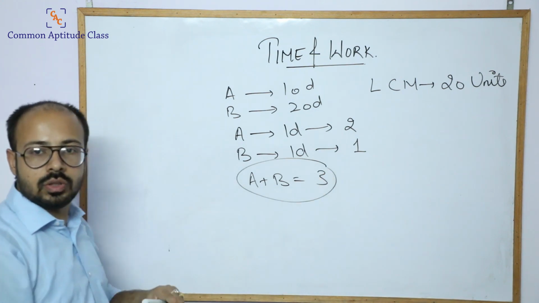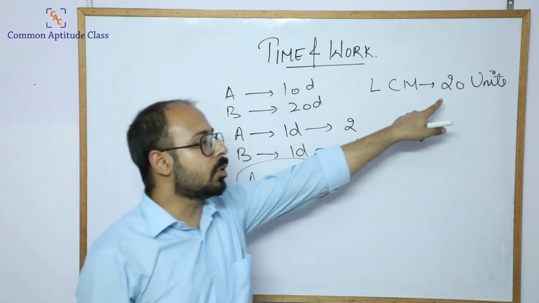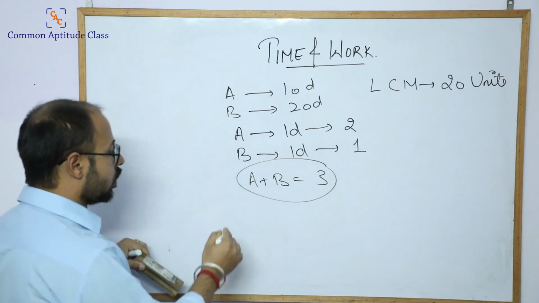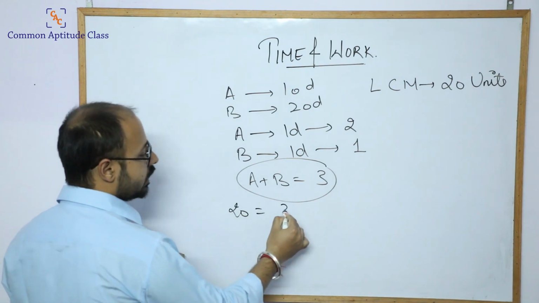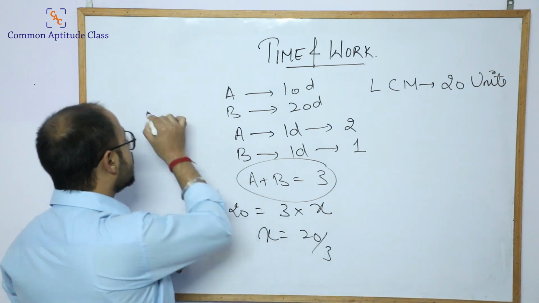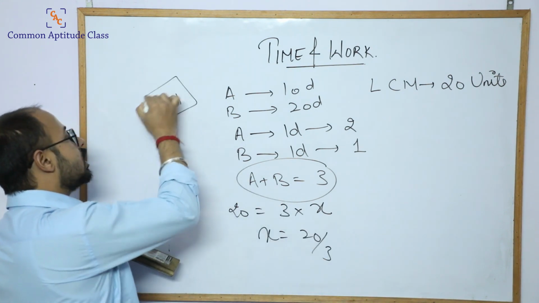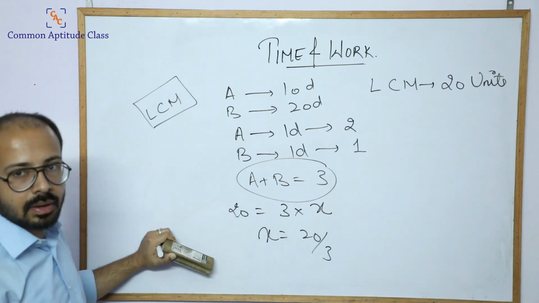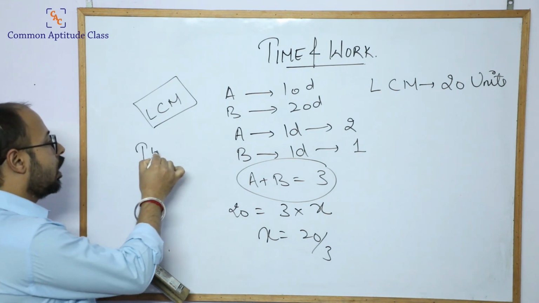At the end of 1 day, they produce 3 units. And they have to produce total 20 units. How many days they will take? Total work done is 20. 1 day work is 3 into x. X is equal to 20 by 3. This is the LCM method. Now the difference between LCM and unitary method is total work done.